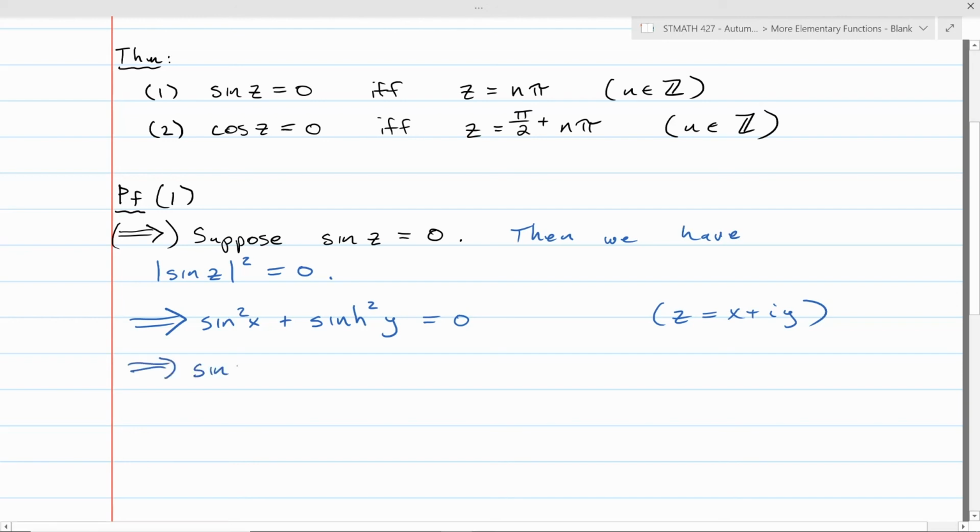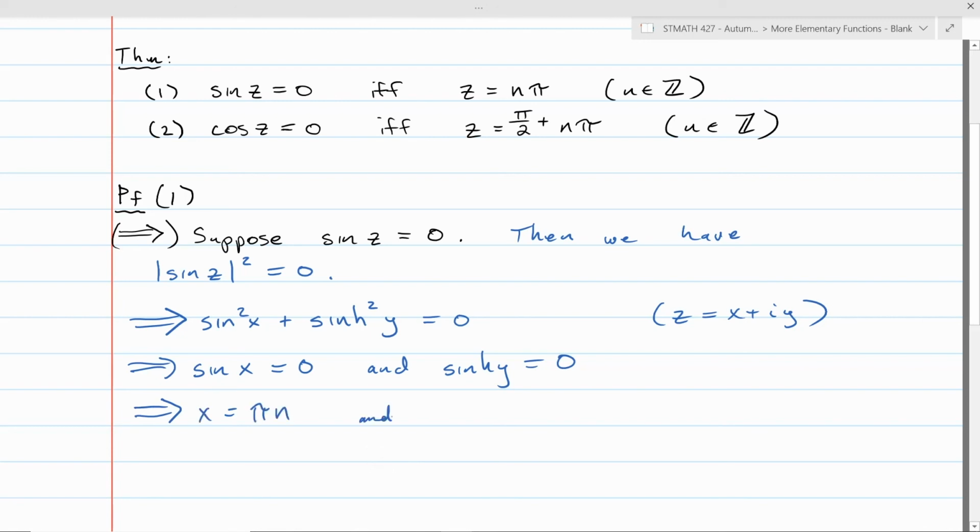So this tells me that sine of x must be 0. And we know that the sinh of y has to equal 0. From that first equation, we're talking about real numbers here. We can see that the only way that sine of x is equal to 0, this is just what we know from calculus, is if x is some multiple of pi.